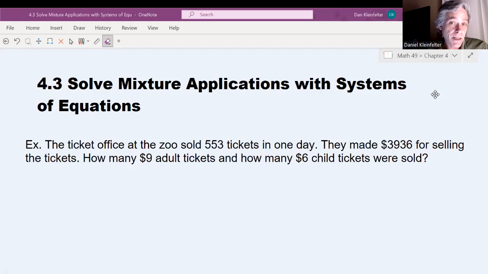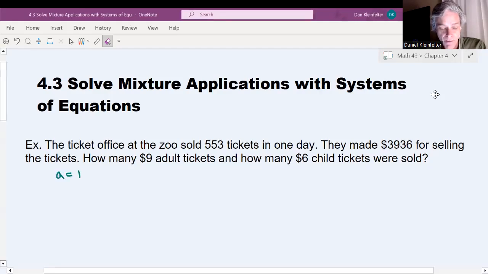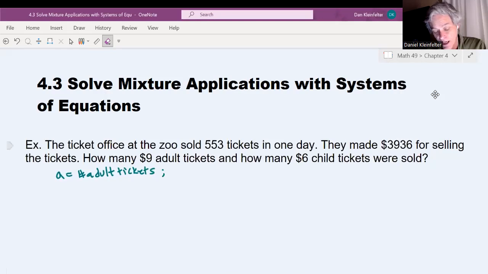So the first step is to pick out some variables. I'm going to let A stand for the number of adult tickets. And then we'll let C be the number of child tickets. If you want to use X and Y, go ahead. I find that using meaningful letters like C for child and A for adult makes it easier for me to get the right answer. Okay, so our first equation is about the number of tickets. We know that A adult tickets were sold and C child tickets were sold, and that has to make a total of 553 tickets. So that was the easier equation.